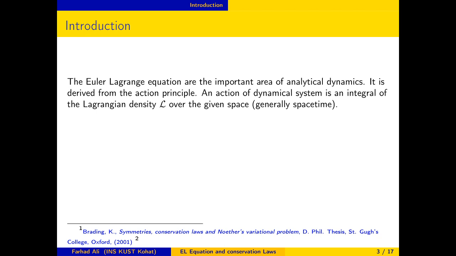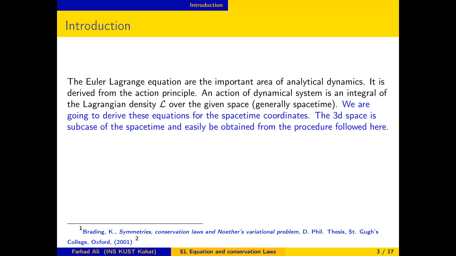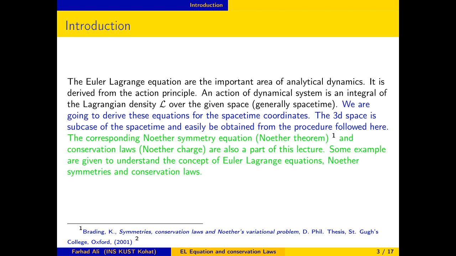We see that Euler Lagrange equations are dynamical equations, and they correspond to an action. Action is an integral over the Lagrangian density. Define a Lagrangian for the dynamical system and integrate over the given space-time, and that will give us an action, and we derive the Euler Lagrange equation from the variation of that action. So basically in this talk we will derive the Euler Lagrange equation, conservation laws, and Noether symmetry equation.